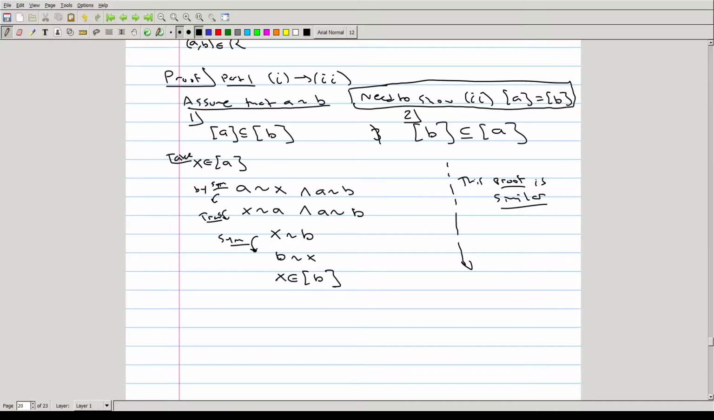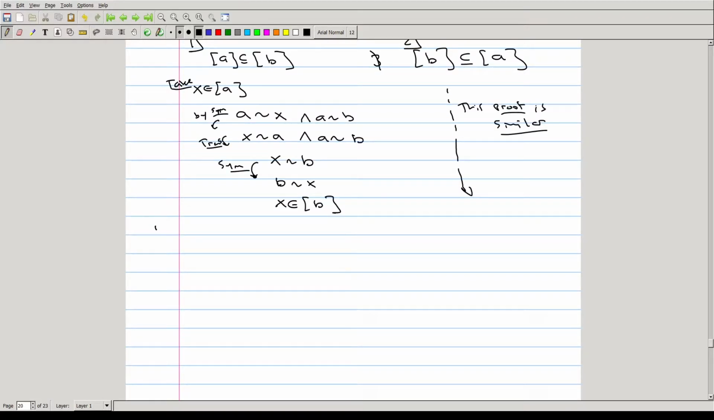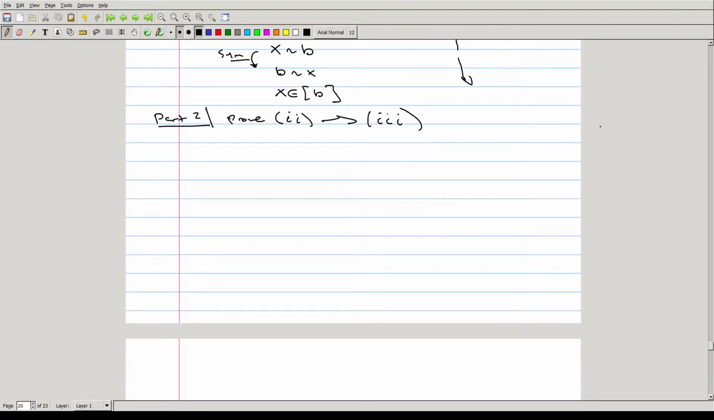So the second part of this proof, part 2, we're going to prove that if 2 is true, then 3 must be true. We're going to assume 2, which is that the equivalence class of A is equal to the equivalence class of B.